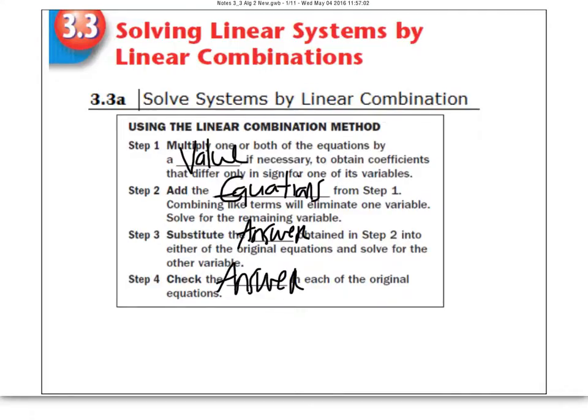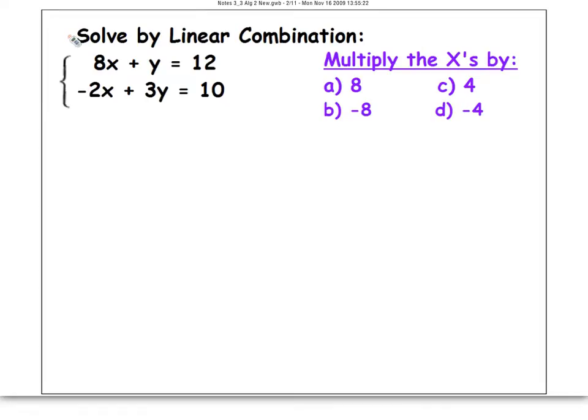Let me show you exactly what these steps mean. So when you look at this system right now, the main goal is to add down vertically. So you would add your like terms. So I would say 8x minus 2x is 6x. Then I would say 1y plus 3y is 4y. And then 12 plus 10 is 22. Now that's what we need to do.